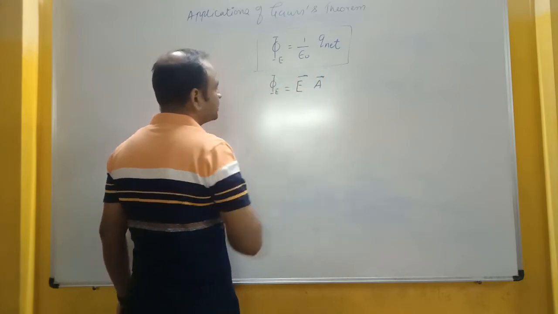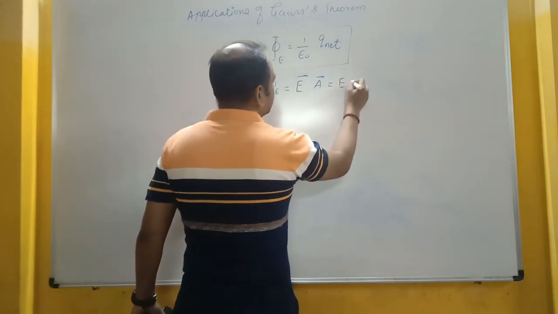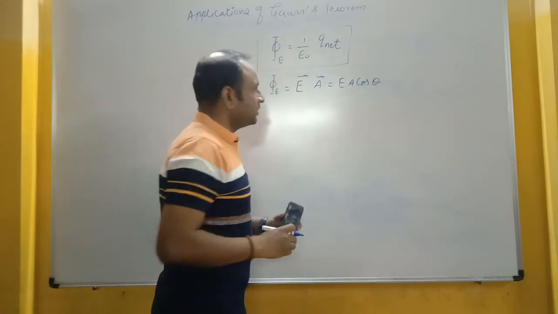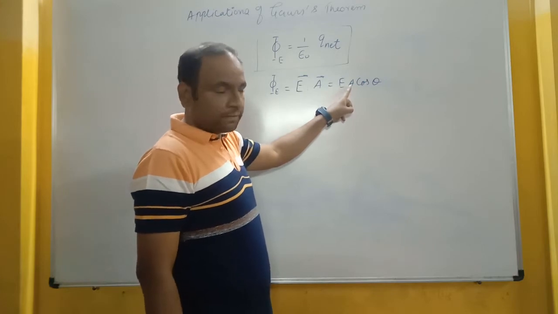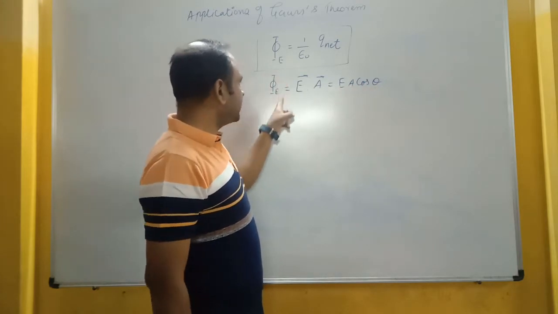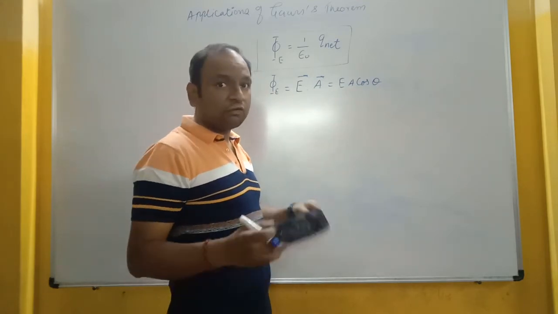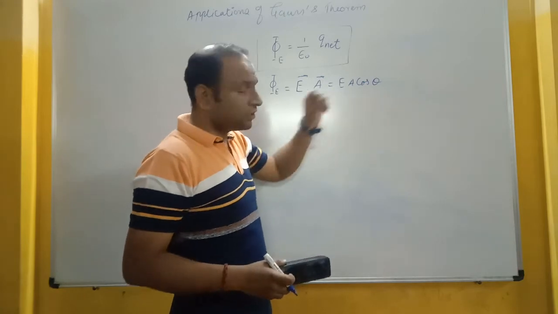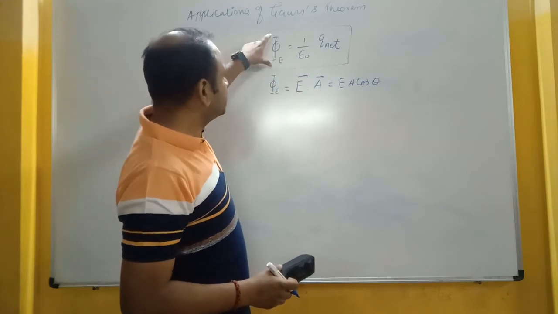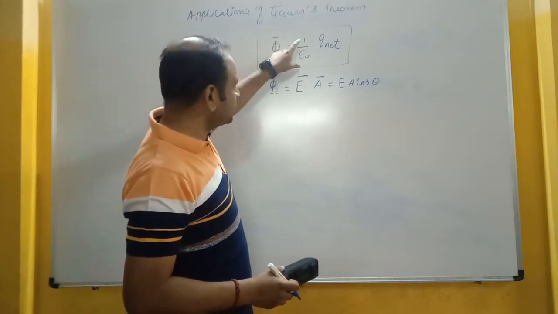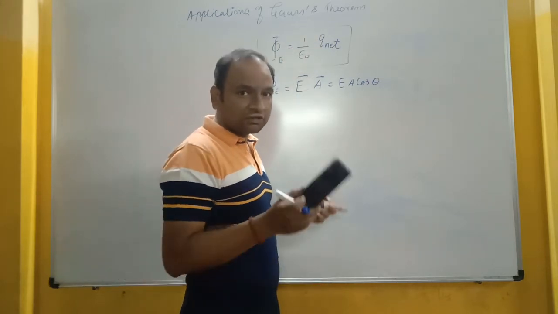If I take the total flux phi E, this E dot A is equal to E into A into cos theta. The theta is the angle between the electric field intensity and the area vector. So if theta is equal to 0, we will have the maximum flux. And when theta is equal to 90 degrees, we will have zero flux. No flux would be coming out from that surface if theta is equal to 90 degrees. So this was the Gauss theorem, which states that the net electric flux through any closed surface is 1 upon epsilon 0 times the net charge present inside that Gaussian surface.